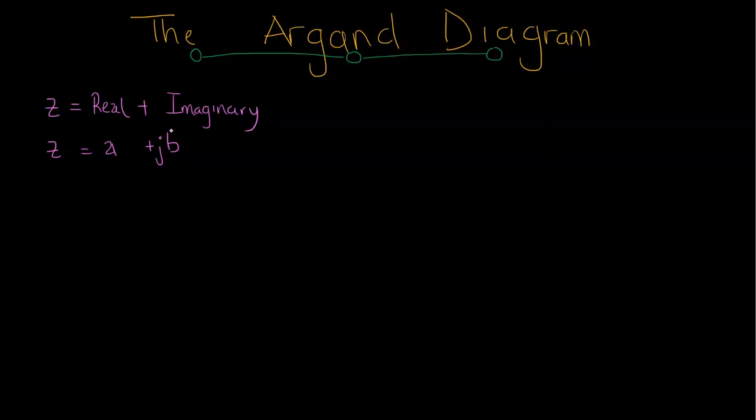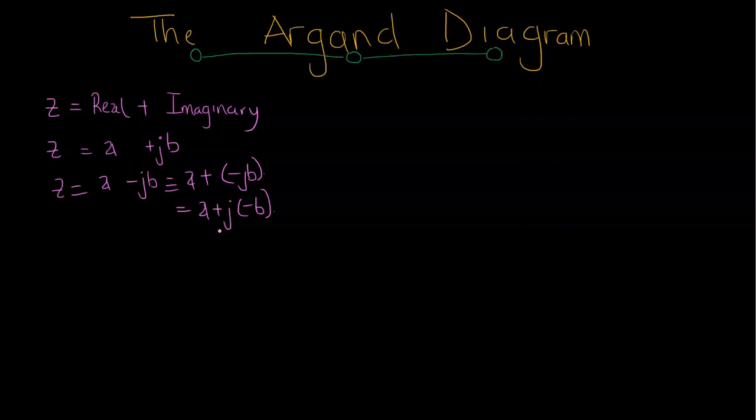Of course, we can have a negative b here. So for example, z equals a minus jb. This is more or less a plus then negative jb, which of course we know, since b and a are the constants in consideration, is just a plus j then a minus b. Now, what I've just done here is very important in this conversation.